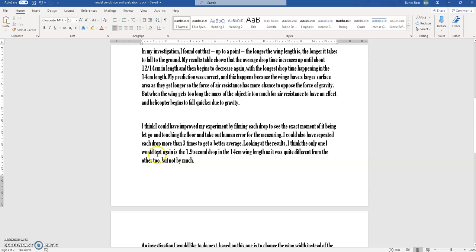So that could have been a bit better. I could have also repeated each drop more than 3 times. I could have done it 5 times, 10 times. If I had all day, I could do 100 times for each one, and then my average would be really, really good. And any weird results wouldn't matter.